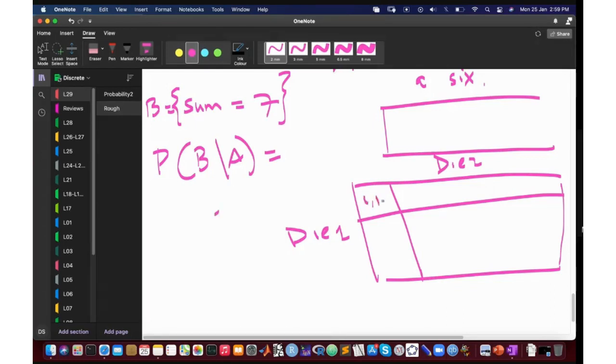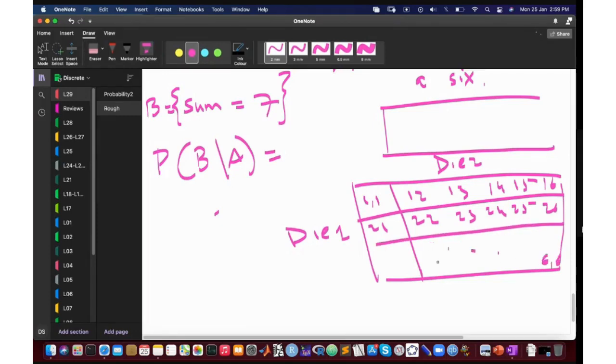So you can get 1 1, you can get 1 2, you can get 1 3, you can get 1 4, you can get 1 5, 1 6, you can get 2 1, you can get 2 2, you can get 2 3, you can get 2 4, 2 5, 2 6, and so on. Or lastly, you have the option to get 6 6, 6 1, 6 2, 6 3, 6 4, 6 5, 3 6, 4 6, 5 6.